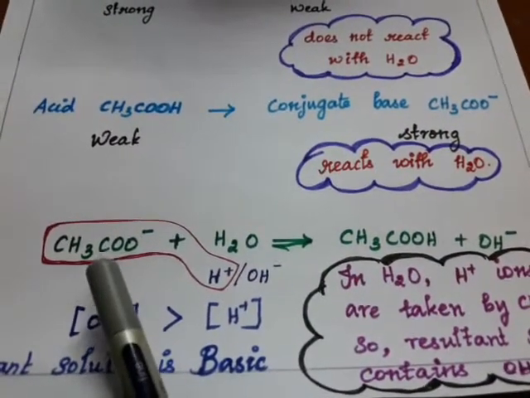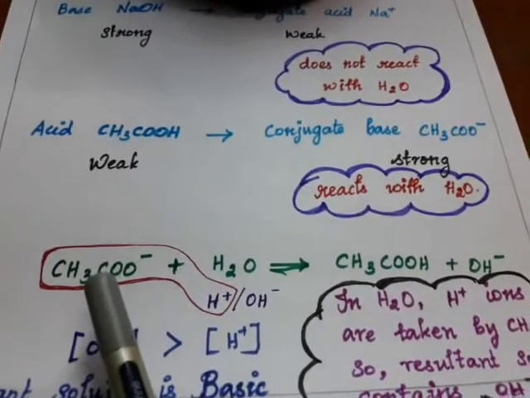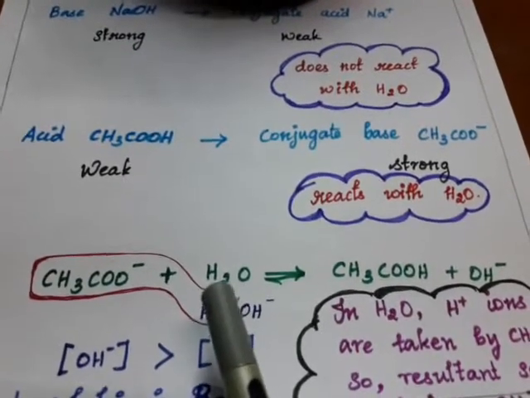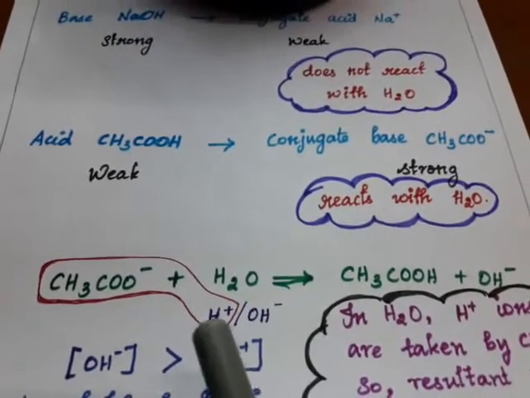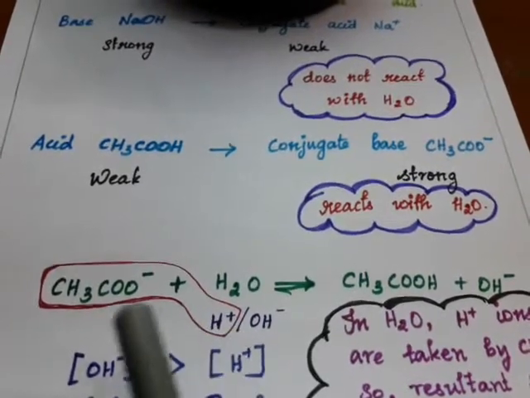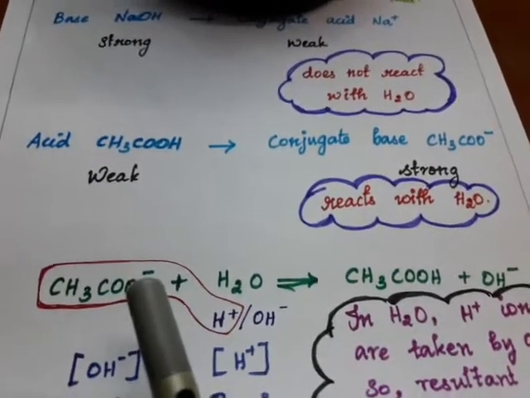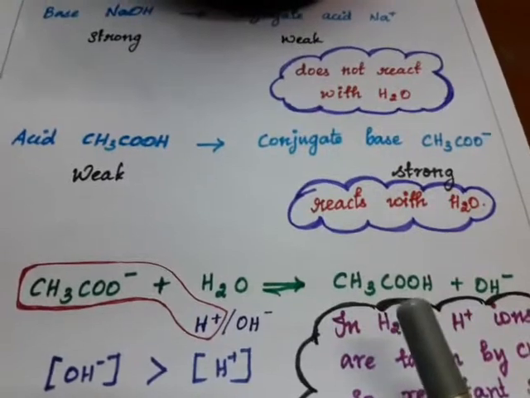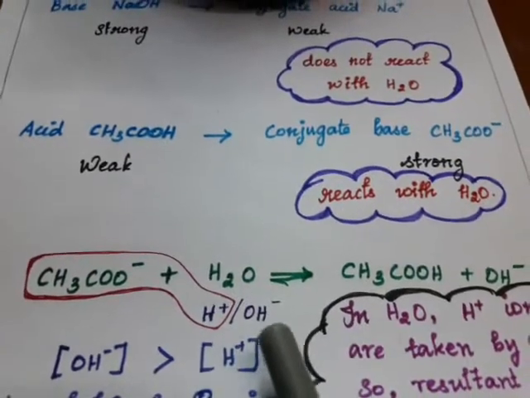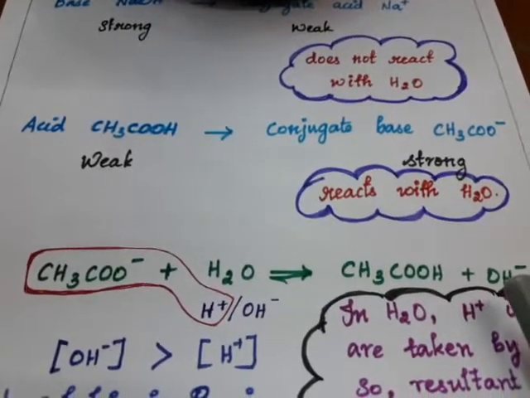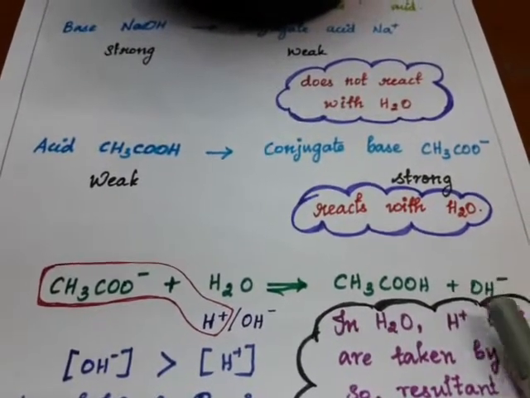Let us see how the acetate ion reacts with water. When the acetate ion reacts with water, we know that water has H plus and OH minus ions, right? The H plus ion of water is taken by the acetate ion. So CH3COO minus takes H plus and becomes CH3COOH. What is remaining in water? OH minus is remaining. So OH minus is remaining in the resultant solution, right?